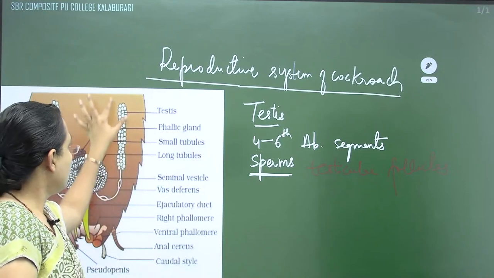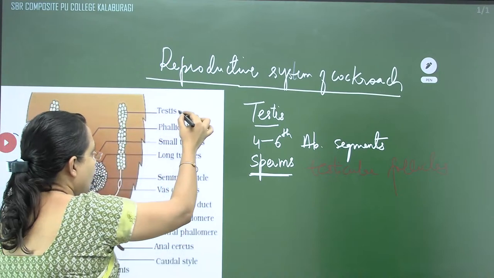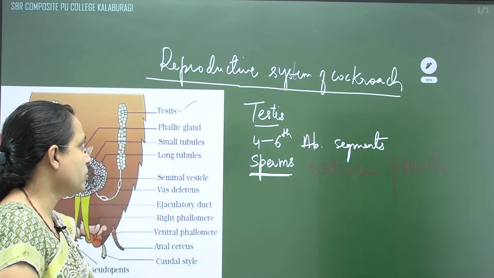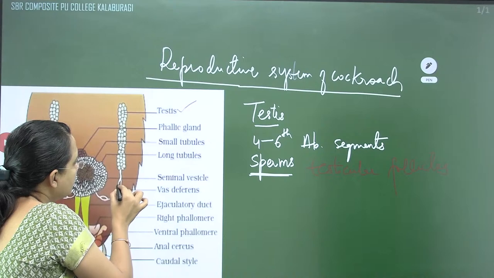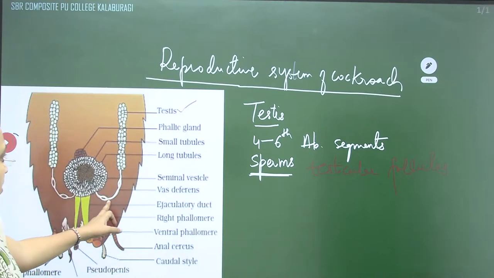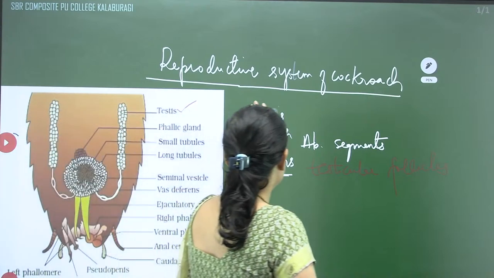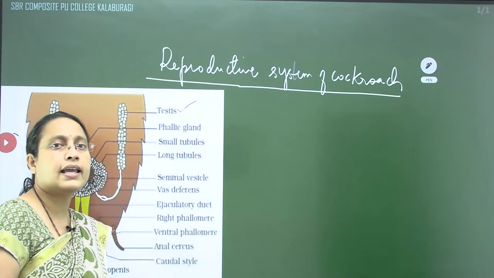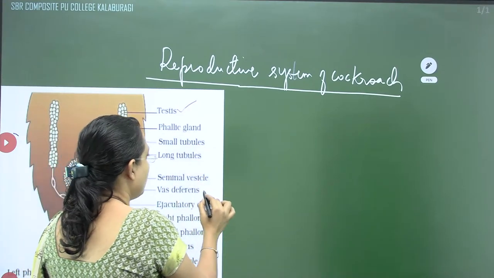Okay, now this is the explanation regarding the first part of the reproductive system, one of the main parts where sperms are produced, the testis. The next is, after testis, you can see there is a duct that continues after the testis. Now this duct is called vas deferens. Vas deferens is a very thin, delicate tube that arises from testis. So that is about the vas deferens.